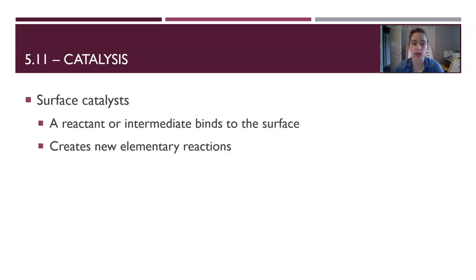The other way that catalysts work is on the surface. This is where a reactant or an intermediate will bind to the surface of the catalyst, and it will create new or different elementary reactions. So it alters the way in which a reaction mechanism is going to take place. A common example of this is solid catalysts, and a piece of metal is a common example. Platinum is a commonly used catalyst, and that allows the reactants to bind to the surface, which changes the elementary reactions.